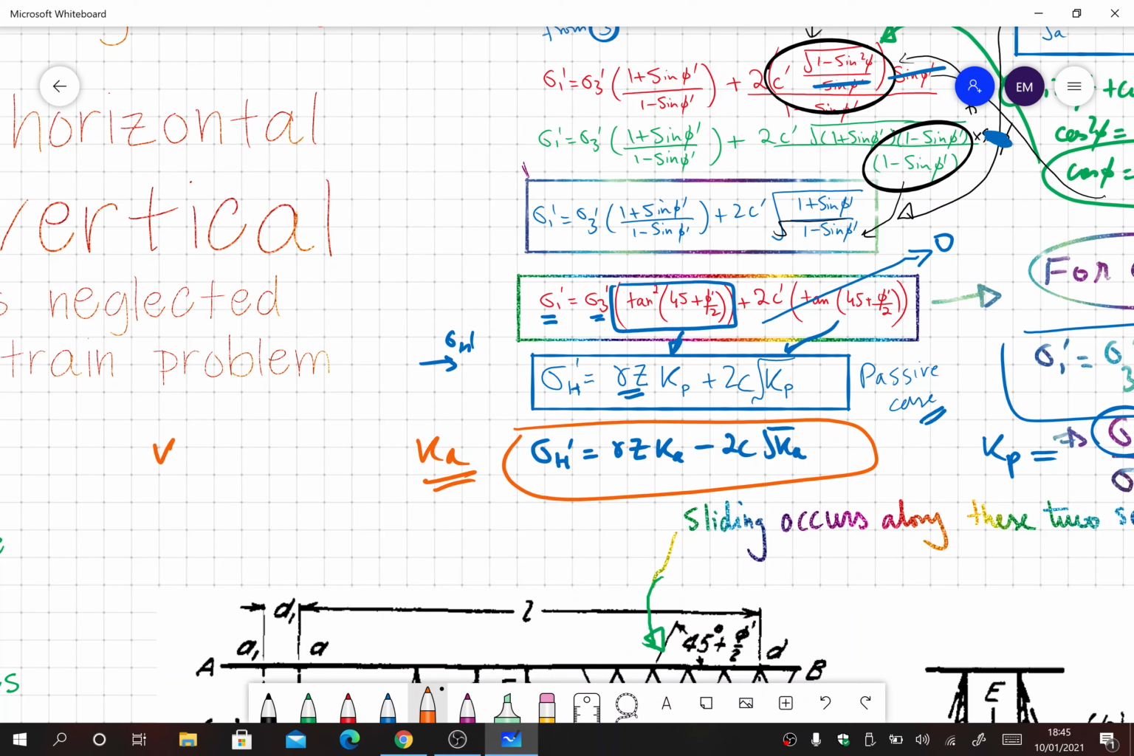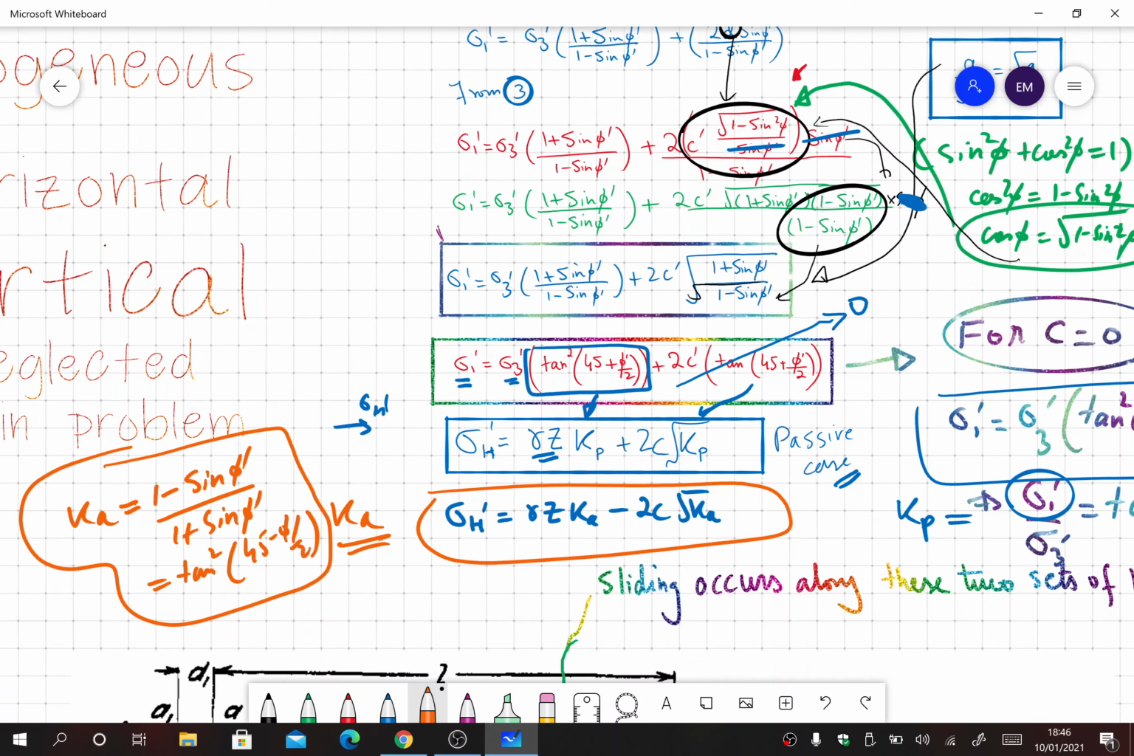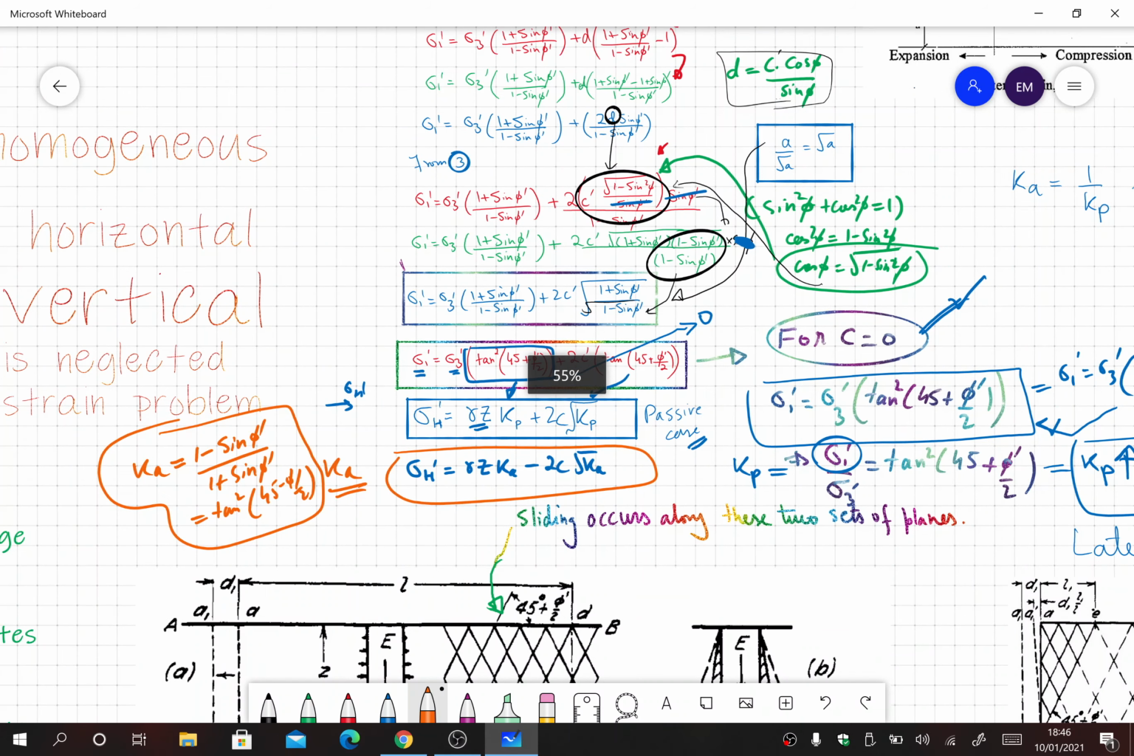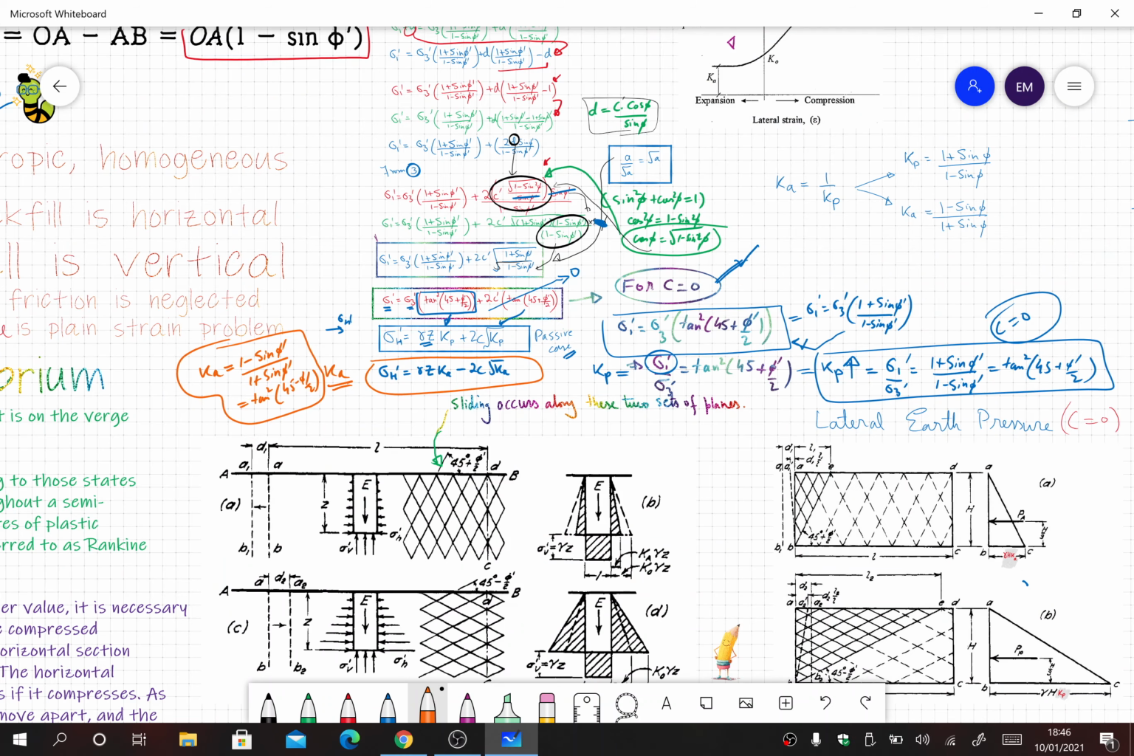And for your ease, I can say that Ka is equal to 1 minus sine phi dash over 1 plus sine phi dash, or equal to tan square of 45 minus phi by 2. So you have to derive it yourself how active earth pressure is equal to gamma z Ka minus 2c under root Ka. So this was all Rankine's. We learned the derivation. If you have any confusion, you can re-review the video, and all this has been provided in your notes.